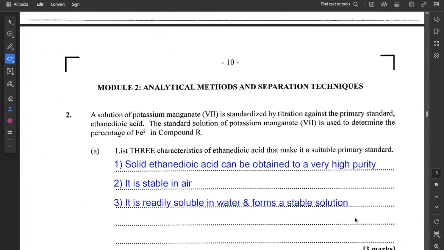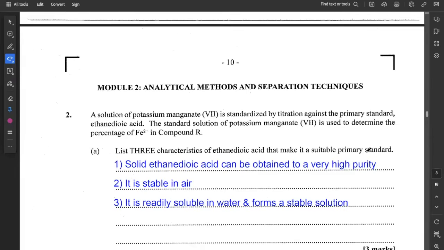Okay, so getting right into question 2. Question 2 says that a solution of potassium manganate 7 is standardized by titration against the primary standard ethane dioic acid, right? The standard solution of potassium manganate 7 is used to determine the percentage of Fe2+ in compound R, okay? List 3 characteristics of ethane dioic acid that make it a suitable primary standard.